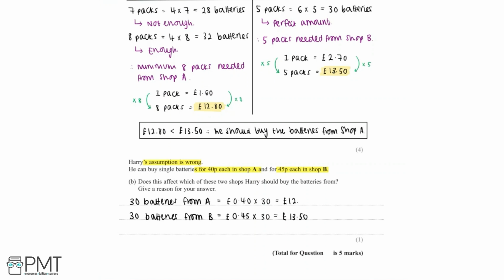This matches with our answer to part A, because in part A, we said that he should buy the batteries from shop A, and so given that shop A is still cheaper than shop B, we can say that there is no effect to our original answer.